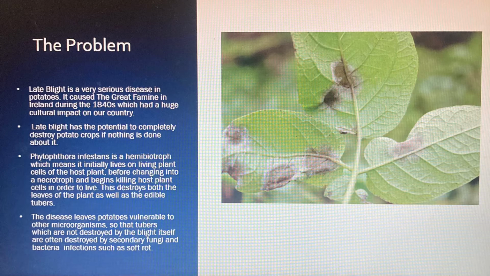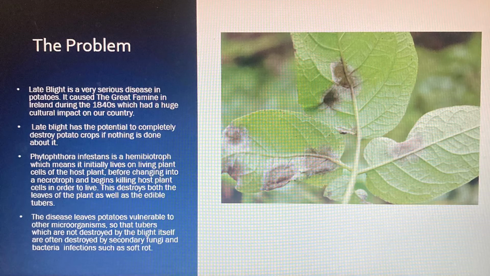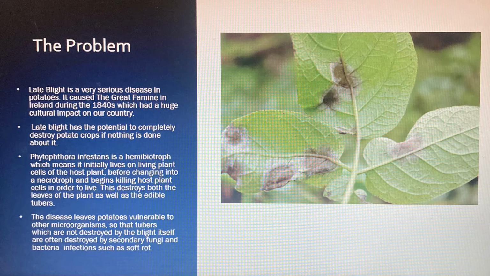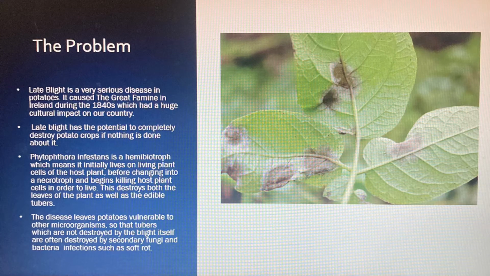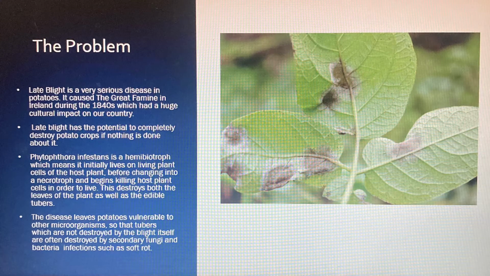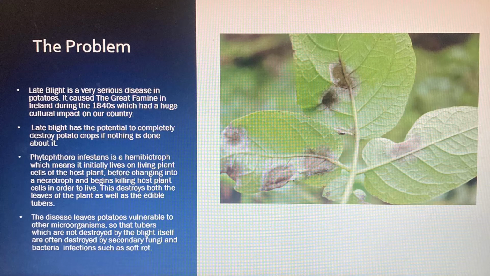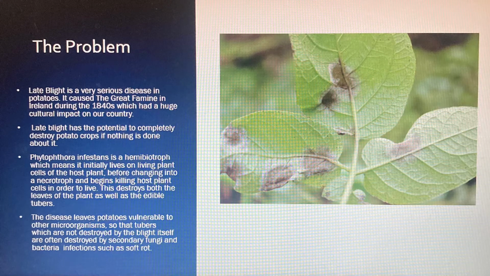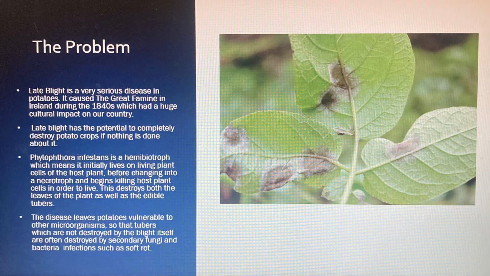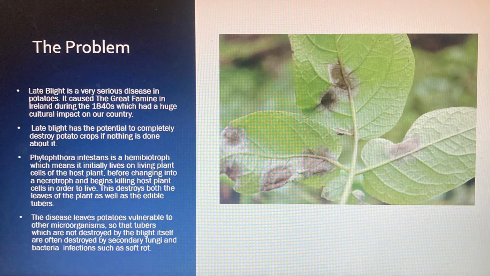It's a hemibiotroph, which means it starts off as a biotroph and turns into a necrotroph, killing its host plant. And the disease leaves potatoes vulnerable to other microorganisms, so that tubers which are not destroyed by the blight itself are often destroyed by secondary fungi and bacteria, such as soft rot.